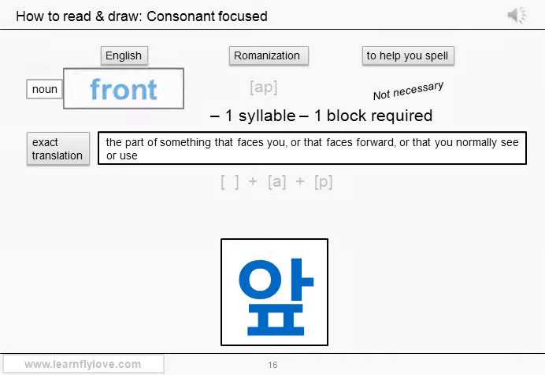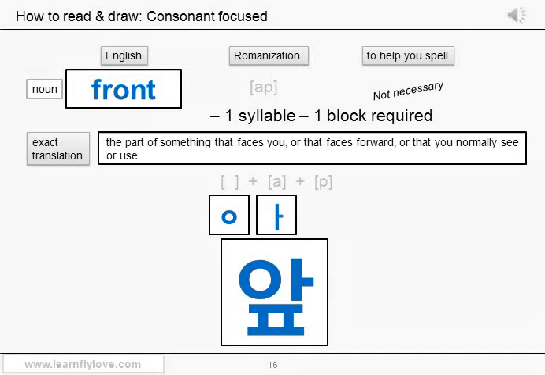Next word is front. It's a noun. Check out the romanization and let's hear the sound first. Up, up. We don't need the alternative romanization for Korean spelling here. Then let's check out the Korean spelling. The first consonant is eung, which is empty sound consonant. And the vowel is a. And the final consonant is p, like p in English. So it's u, a, up. Up. This one was easy.